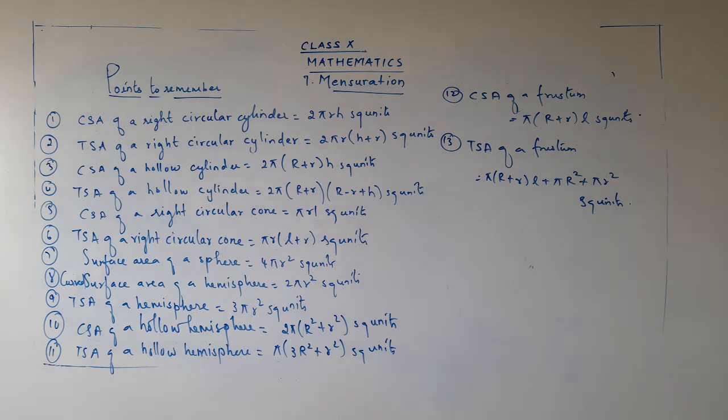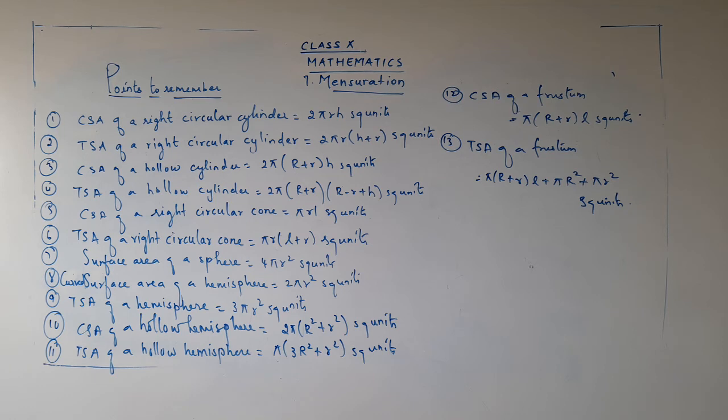Then we have a cone. For a cone I have given examples like a Christmas tree, a birthday cap, an ice cream cone and a plain top. So what is the CSA of a right circular cone? It's pi r l square units. And the total surface area of a right circular cone is pi r (l plus r) square units. The curved surface area is pi r l and the total surface area is pi r (l plus r) square units.